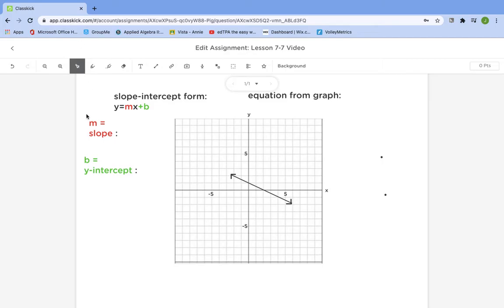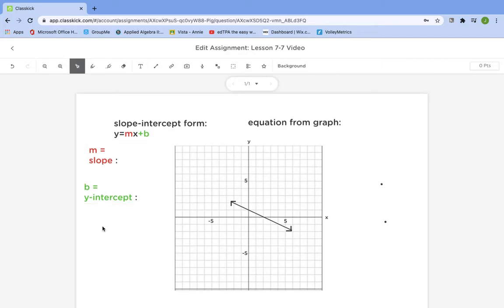Okay, so for this lesson, it's going to look kind of similar to last lesson, but it's kind of in reverse order. Last lesson we were given an equation in slope-intercept form and we had to graph the line. Now we have a graphed line and we need to find the equation of this line in slope-intercept form.